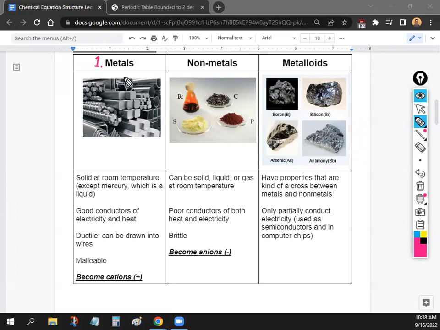So that's metals. But from a chemical perspective, the thing that we care about a lot and that I want you to write down is this part right here. Metals become cations. So they become positive. Metals are cations. Remember, cats are good, so metals want to be positive.